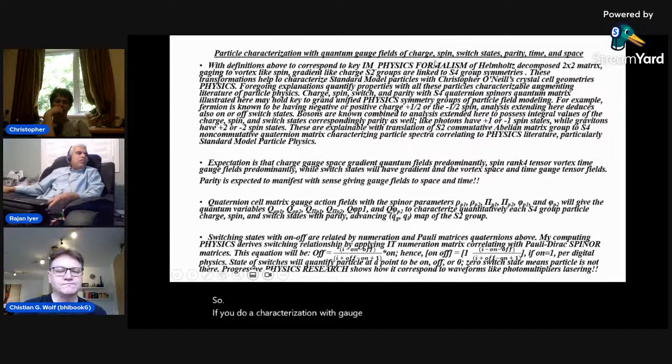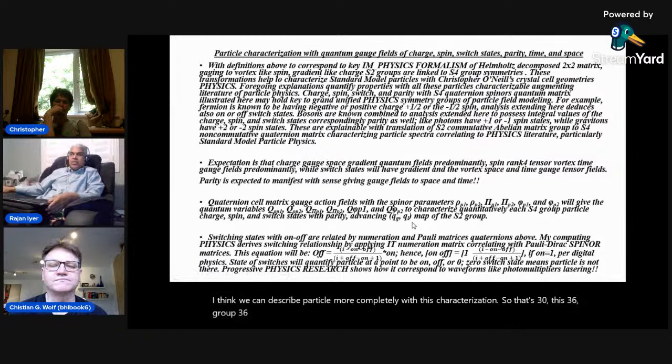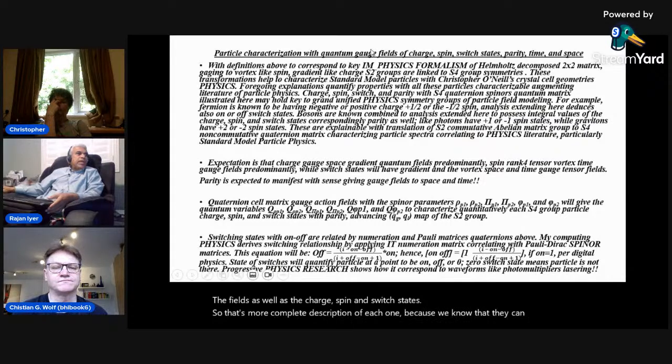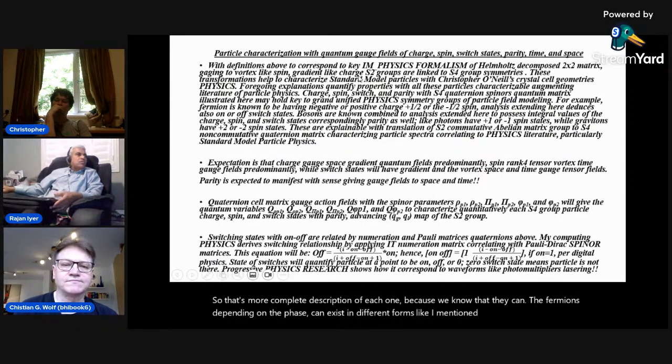So with the gauge field of charge, spin, switch state, parity, time, and space, I think we can describe a particle more completely with these characterizations. This 36 group, 6 by 6, will describe, for each particle, the fields as well as the charge and spin. So that's a more complete description, because we know that the fermions can take different forms.